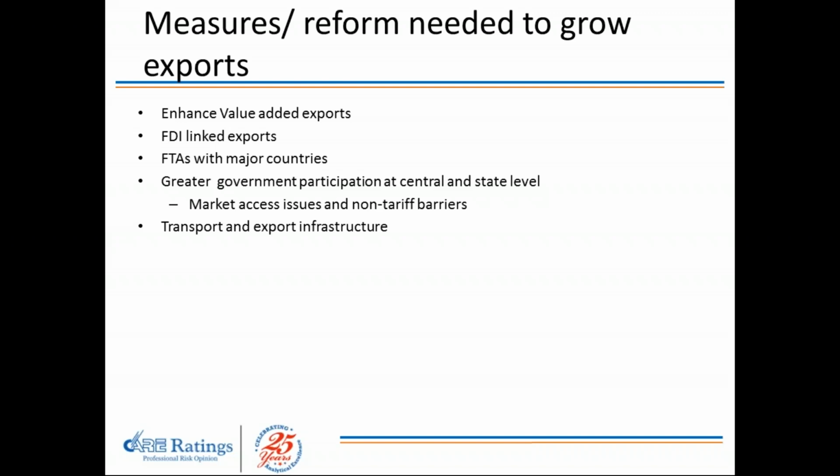Transport and export infrastructure needs significant improvement. In addition to improving infrastructure near ports and road connectivity, issues such as congestion at ports, insufficient rakes, high port charges, and high shipping and container freight costs need to be addressed.